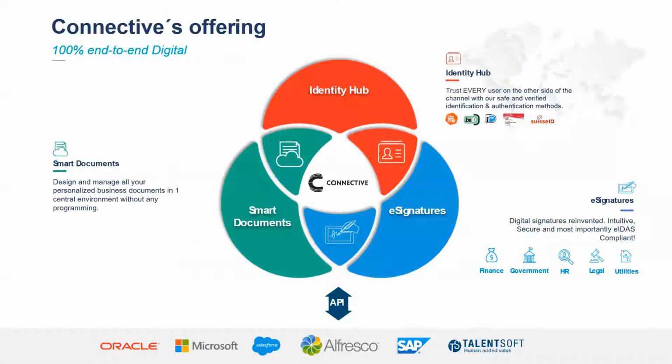Today I'm talking about the signature solution, which has been integrated into Alfresco by eSignatures, but we also offer two other solutions. One is the Identity Hub, to digitally identify people through digital channels when you want to onboard new customers. In our Identity Hub, we offer that possibility to identify people through It's Me, the Belgian EID, the Luxembourg EID, the iDIN of the Netherlands, Swiss ID, and many other identities coming up.